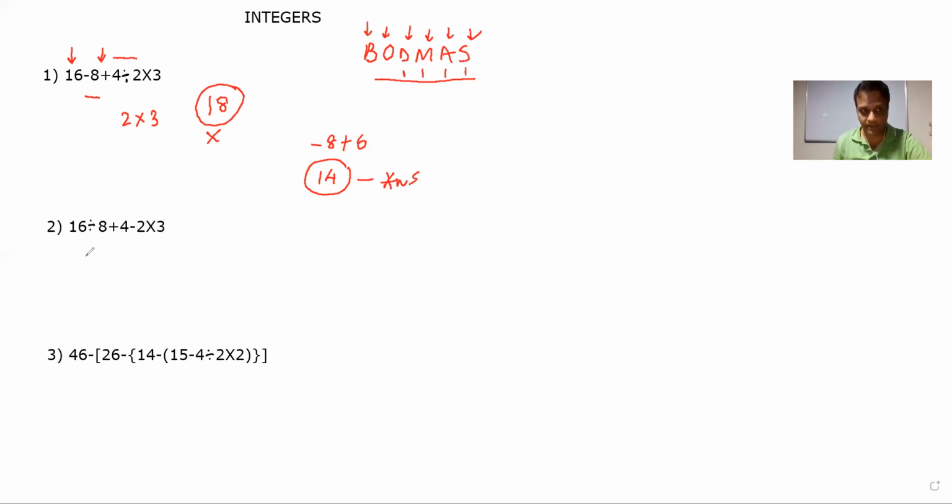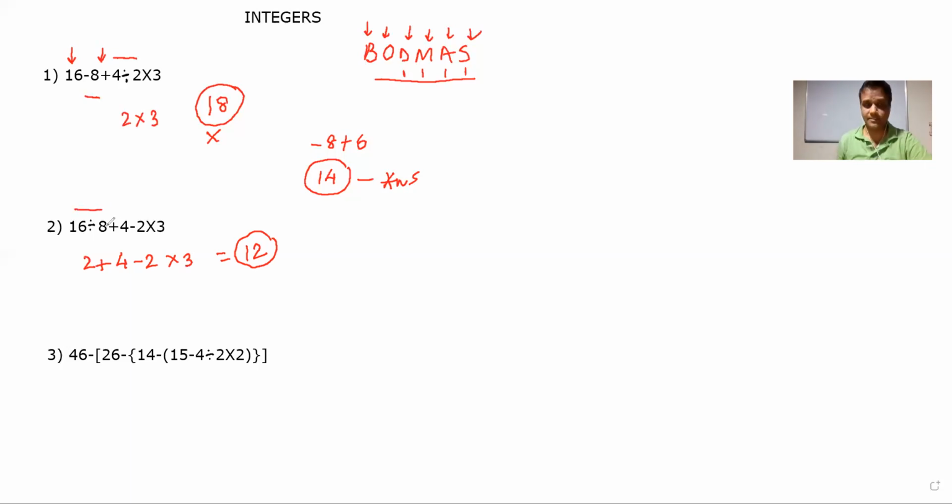Without BODMAS, right? 16 divided by 8 is 2. 2 plus 4 is 6. 6 minus 2 is 4. And 4 into 3 is 12. So the answer I get is 12 if I don't use BODMAS. But is the answer going to be different with BODMAS? Let's see.